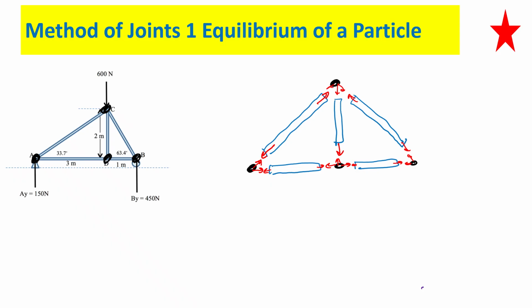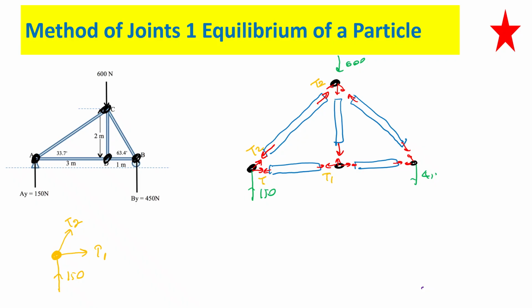Am I right? And we need to put the support reactions, which is 150 here, 450 here, and 600 here. So you consider one joint at a time, and I'm considering joint A. If I consider the joint A, I have 150 going this way, and I have a tension T1. I'm considering this one as T1 and this one as T2. If this is T2, this also T2. If this is T1, this also T1. Otherwise, it won't be in equilibrium, isn't it?